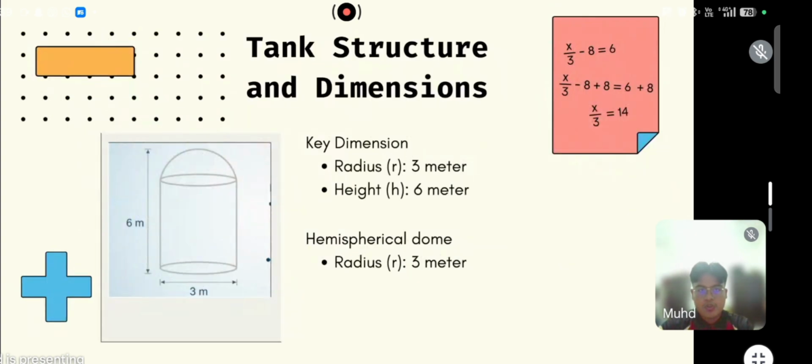So ni tank structure and dimension untuk cylinder. The radius is 3 meters, the height 6 meters. So for the hemisphere, which is separuh sfera, with radius 3 meters, the diameter is 6 and the height is 3.